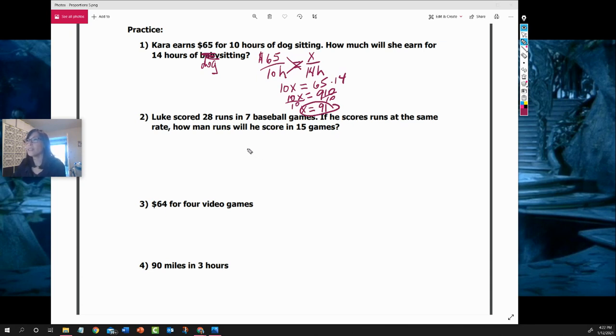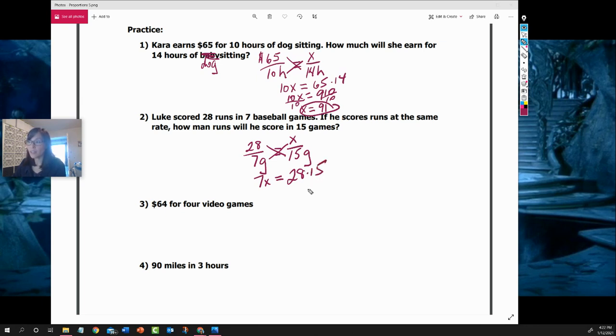Let's look at the second one. It says Luke scored 28 runs in 7 games. So if he scored 28 runs in 7 games, how many runs, so that's the variable x, would he score in 15 games? So now that I've set up my proportion, I'm going to write my proportion equation. That means that I need to multiply 7 times x. That equals 28 times 15.